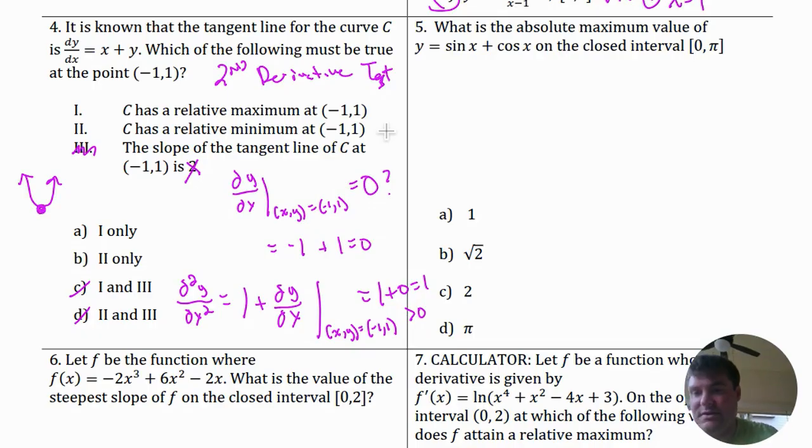And somewhere on this curve, we know that at -1, 1, the derivative is equal to 0. So it's going to look like that right there. So that looks like a relative minimum to me. So I'm going to go with B.